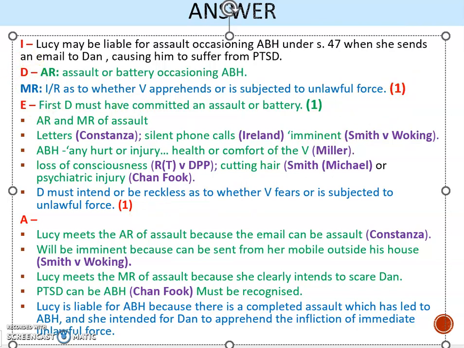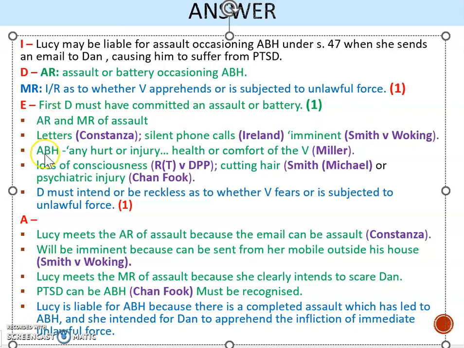So we've defined it. We're then going on to E, where we're going to explain the law, and you can see that I've explained that our defendant must have committed an assault or battery. I would have given the full actus reus and mens rea of assault, so an act or words causing the victim to apprehend the infliction of immediate unlawful force with intentional recklessness as to whether such apprehension was caused. And then I'd want to be elaborating on that using cases that are important.